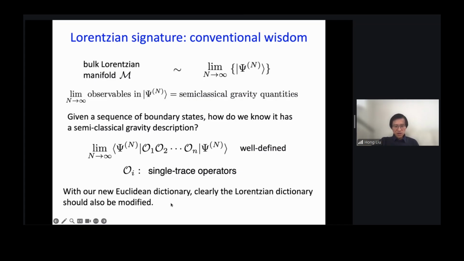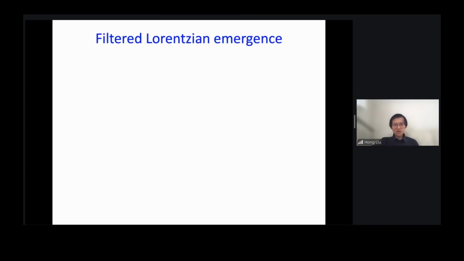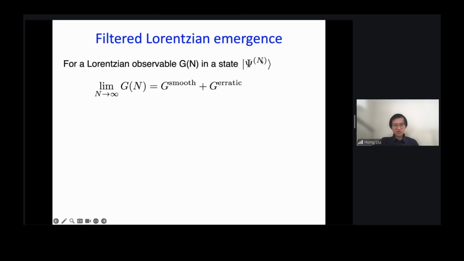This is what we normally use, in the standard picture, to define Lorentzian emergence. But now with our new Euclidean dictionary, clearly this Lorentzian dictionary, and also the definition of Lorentzian emergence, should be modified. This is easy to do. Suppose we have some Lorentzian observables G_N in some states psi_N due to some bulk manifold. Again, we can look at the N to infinity limit, and separate G_N into a smooth part and an erratic part. Then we define the filter to extract the smooth part, and identify that with the semi-classical gravity result. By definition, a semi-classical gravity result is defined from the gravitational path integral. It only contains smooth dependence and doesn't have erratic behavior.